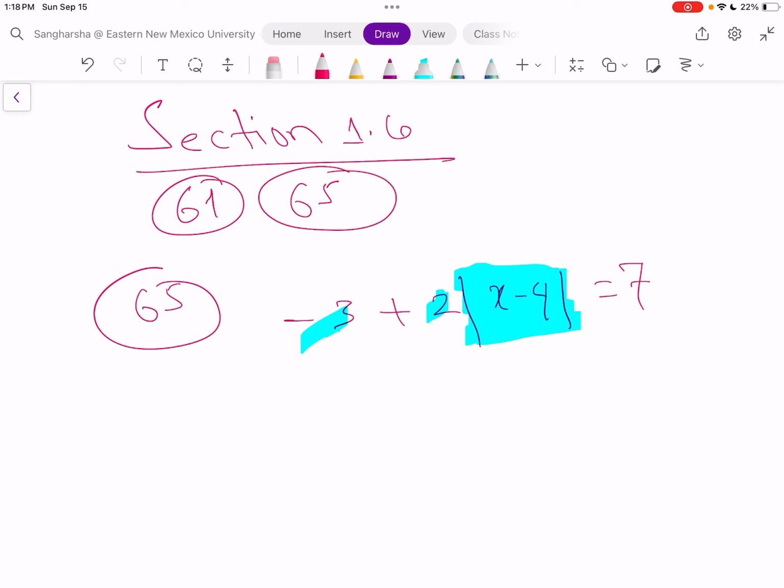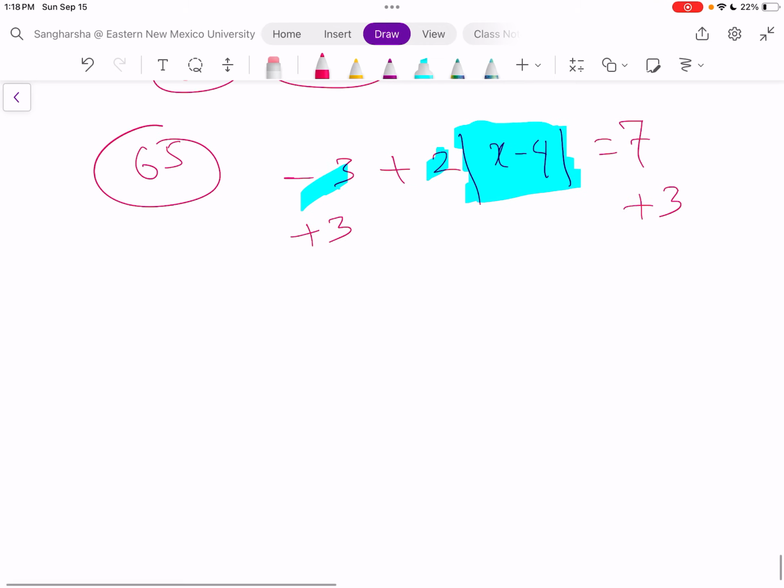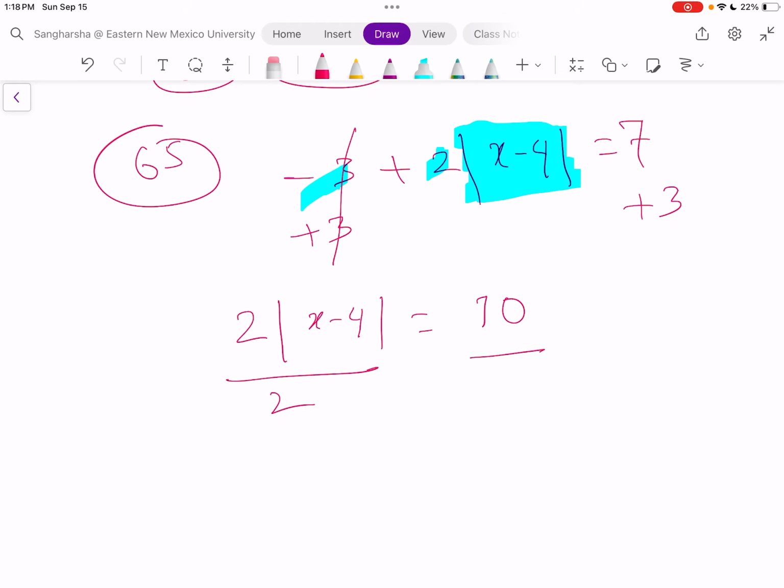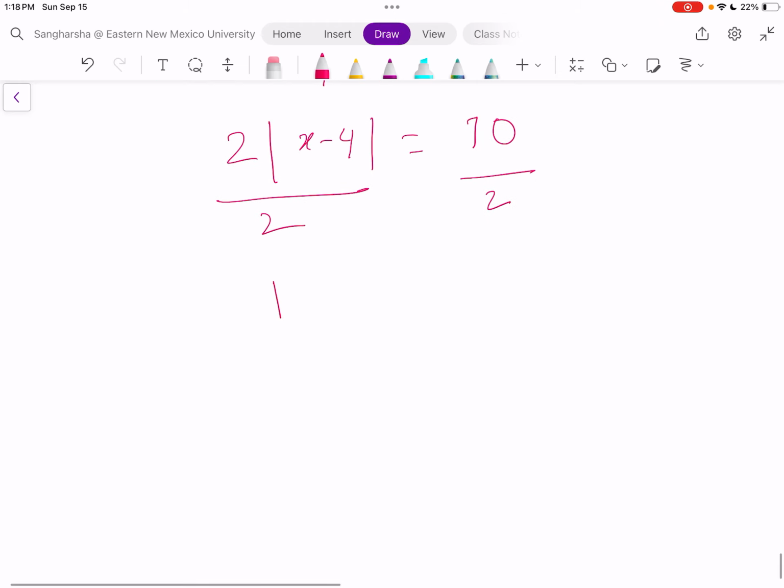So let's get rid of these one by one. Let's get rid of negative 3. For that you add 3 on both sides. So we have 2 times the absolute value of x minus 4 equals 7 plus 3, which is 10. Now to get rid of 2, you divide by 2 on both sides. So we have the absolute value of x minus 4 equals 5.